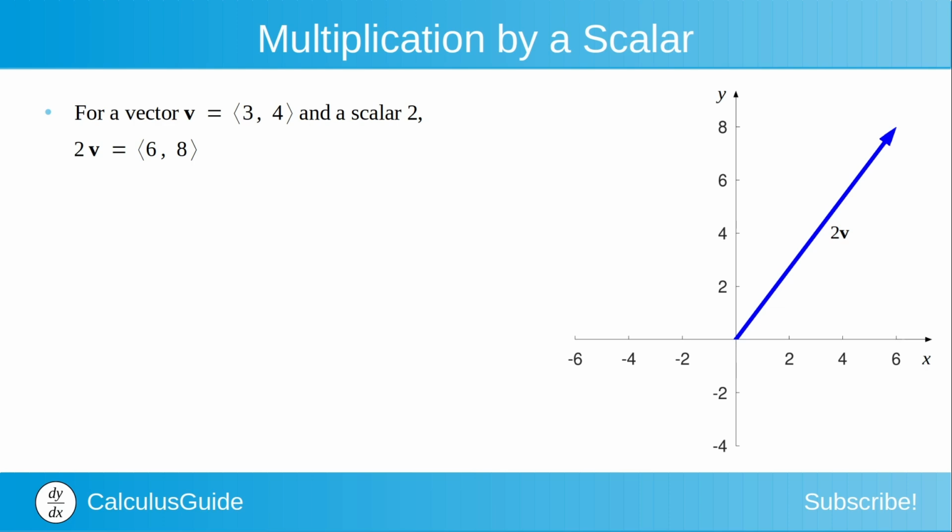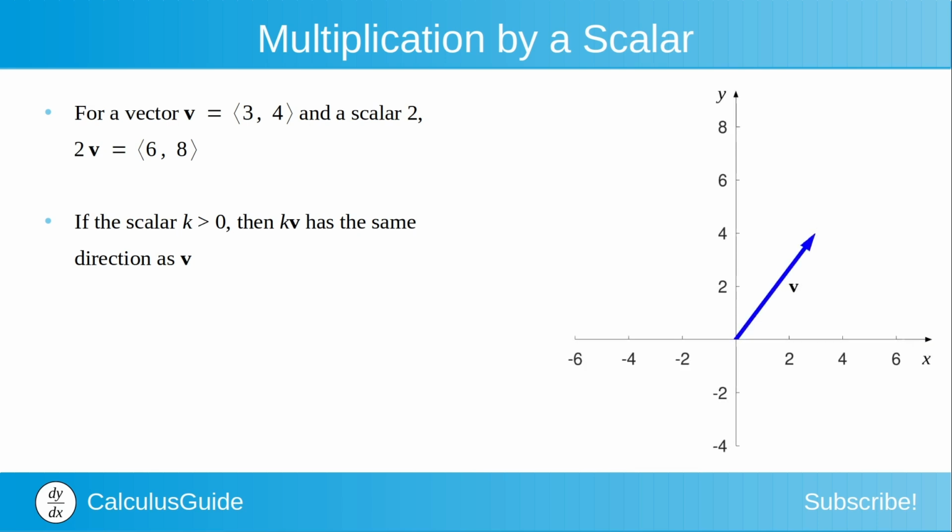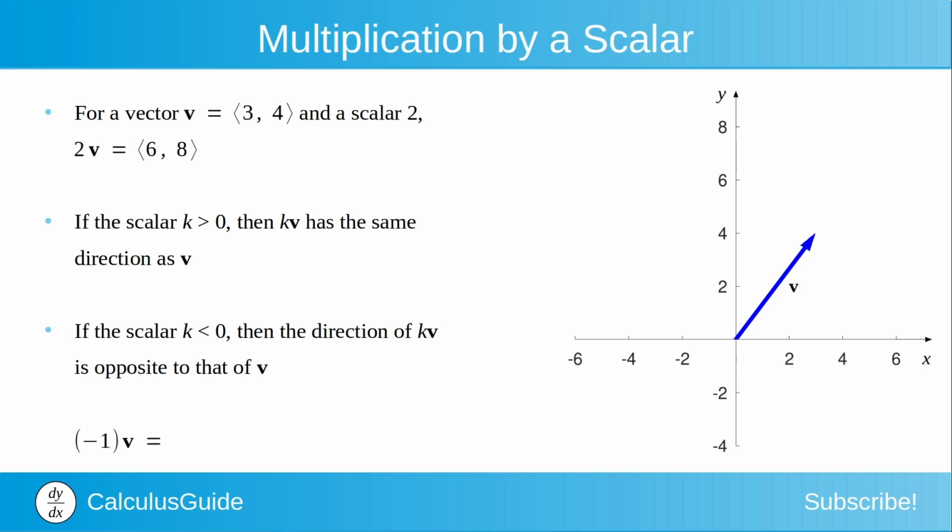When we multiply a vector v by a scalar k, if the scalar k is greater than 0, then the vector kv has the same direction as the vector v. If the scalar k is less than 0, then the direction of kv is opposite to that of v. The vector minus 1 times v is another way of writing the vector minus v.